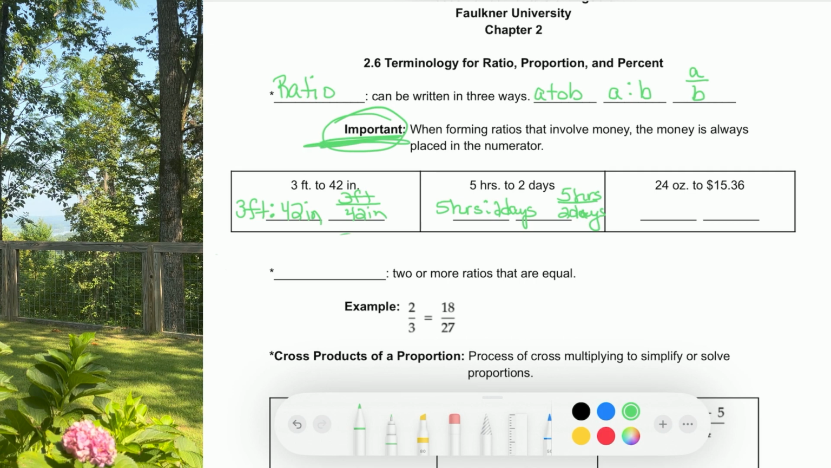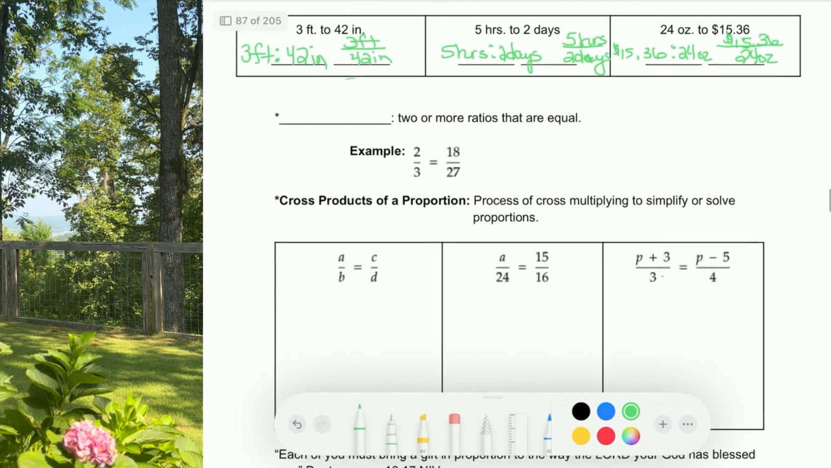All right, so now we have one with money. And remember, our important tip said, if you have money, it's always going to be in the numerator, which means it's always going to be your first number listed. So $15.36 : 24 ounces. Write it in fraction form. So what this means is for every 24 ounces of something that you get, you're going to spend $15.36.